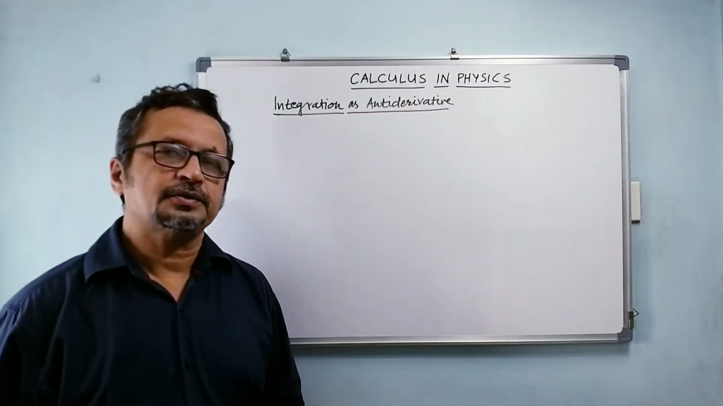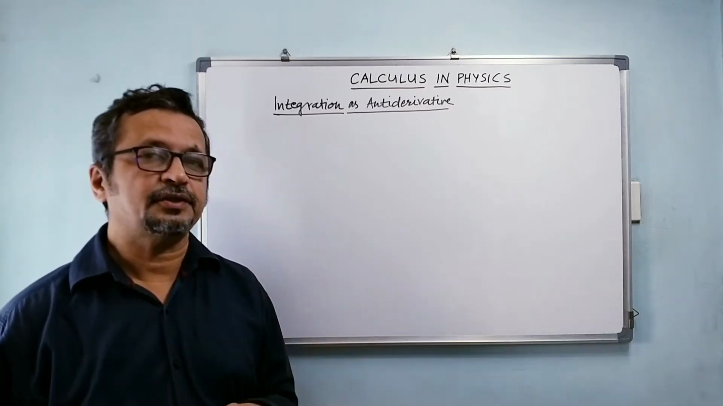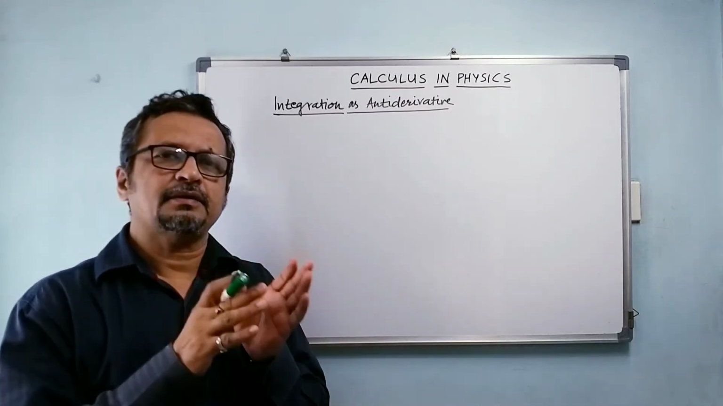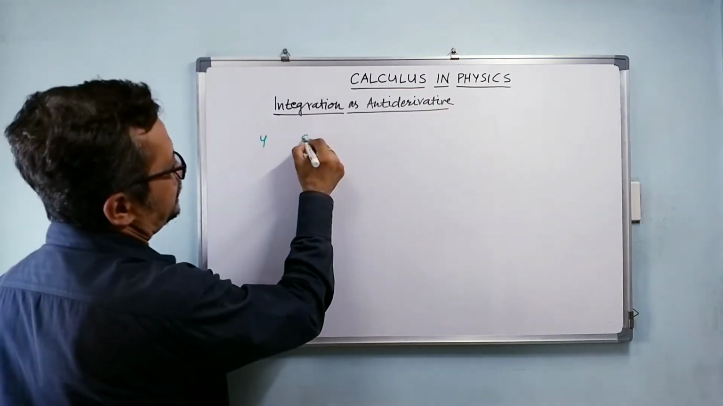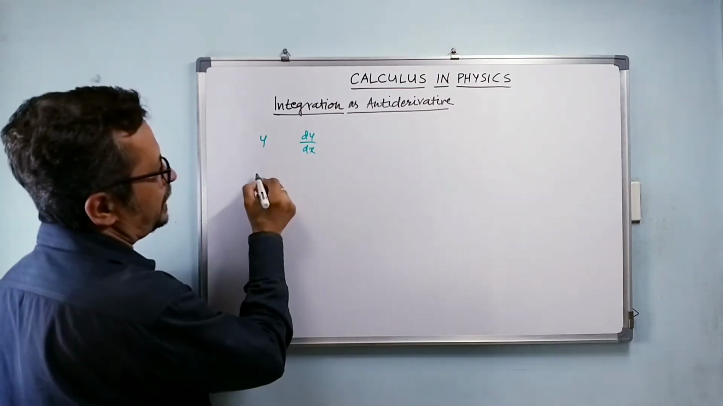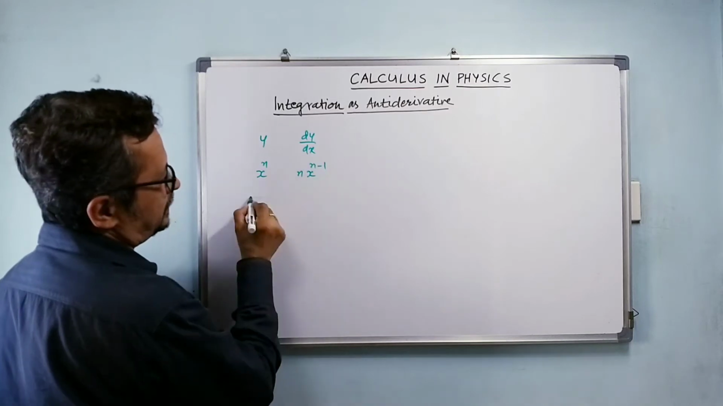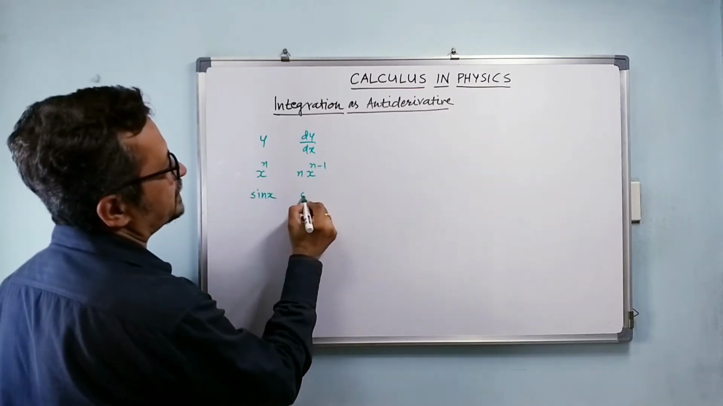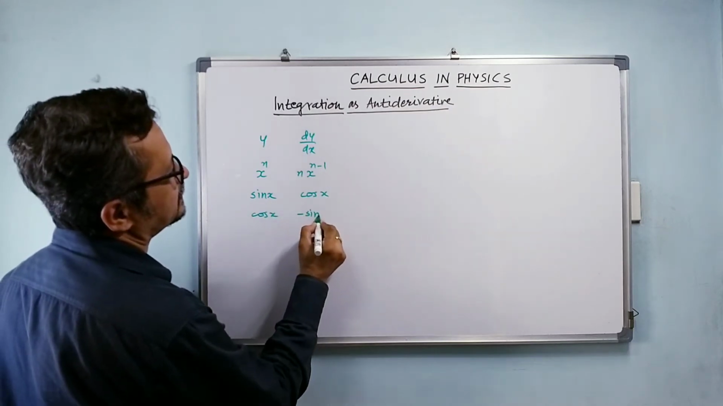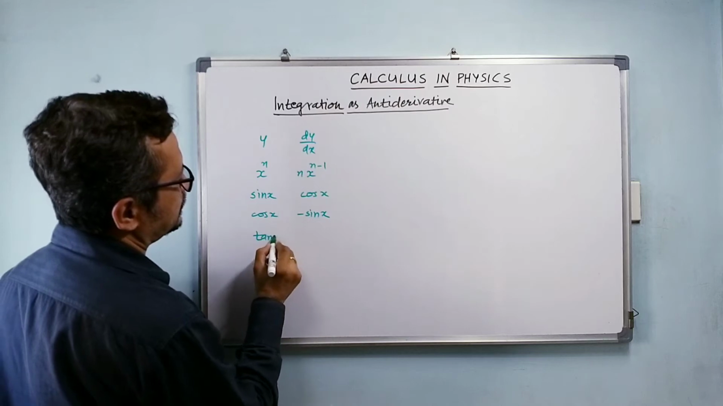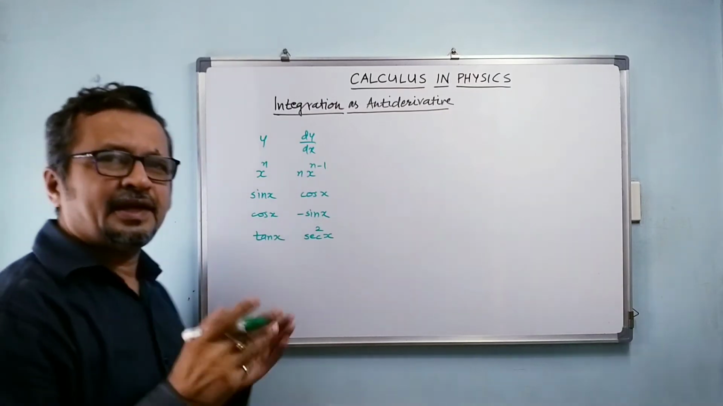Now in this video we are going to talk about integration as antiderivative, which we actually said in the first integration video. But now let us just have a look at the formulae which can directly be used. If y is x raised to power n, then dy by dx is n into x raised to power n minus 1. If y is sin x, dy by dx is cos x. If y is cos x, it is minus sin x. If y is tan x, it is sec square x. Okay, and then we have other formulae.